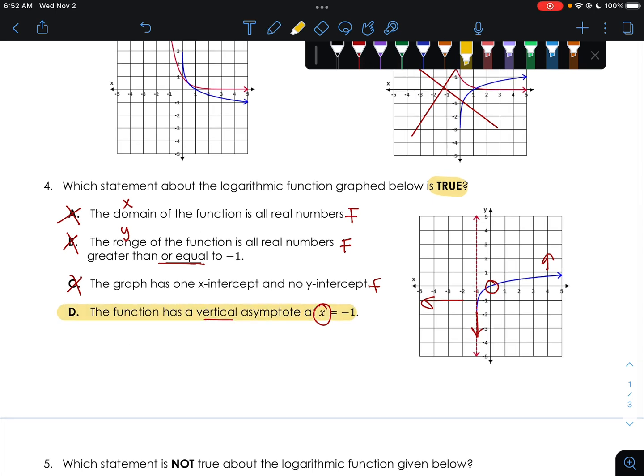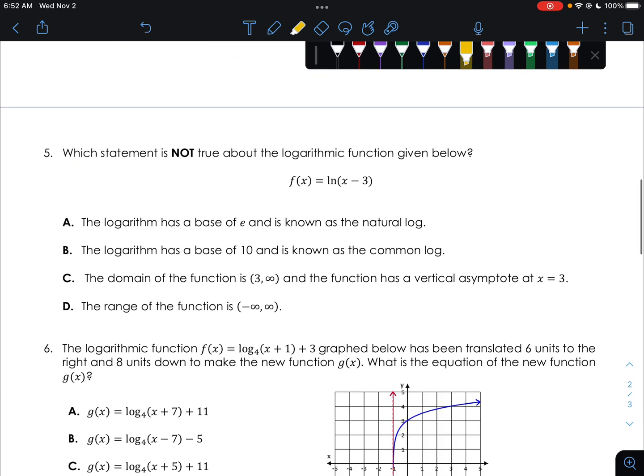Sometimes they like to be tricky and say vertical asymptote and make that a y equals. So you have to make sure vertical asymptote is an x equals equation. Going to number 5, which statement is not true about the logarithmic function given below?